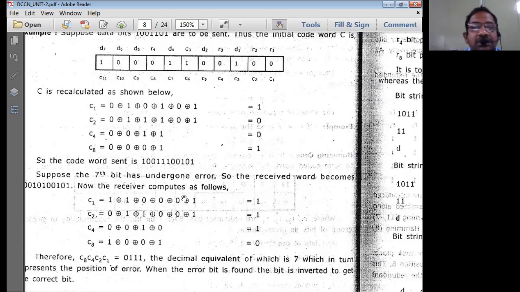Now, let us look into the error part of the combinations. Suppose that the 7th bit has undergone an error.